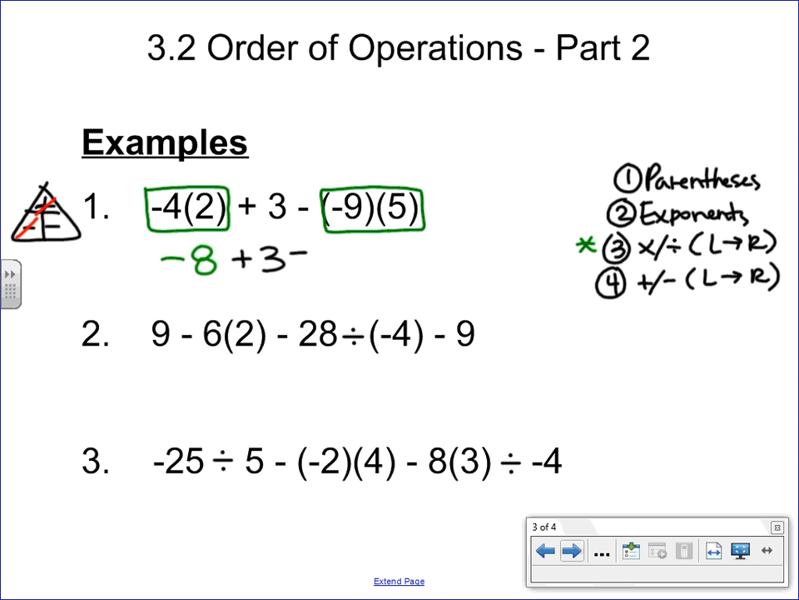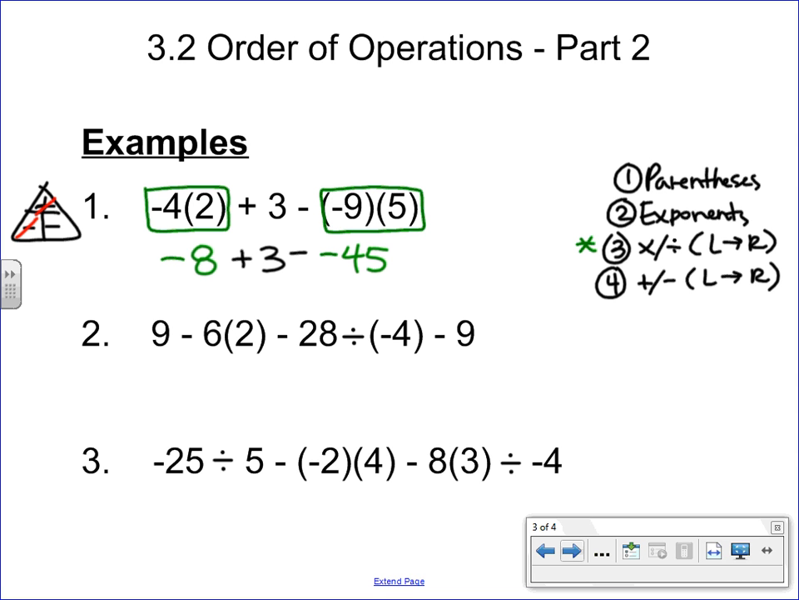Negative 9 times 5. Again, we have a negative times a positive. That's going to be negative 45. So now I've completed all my multiplication. There was no division in this problem. So now I'm left with my adding and subtracting.